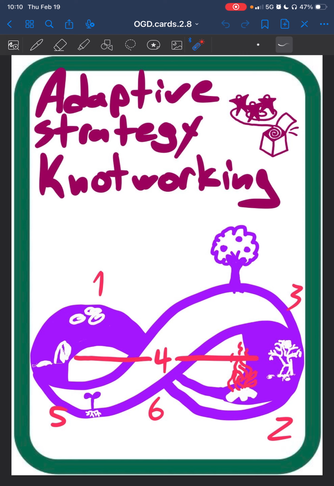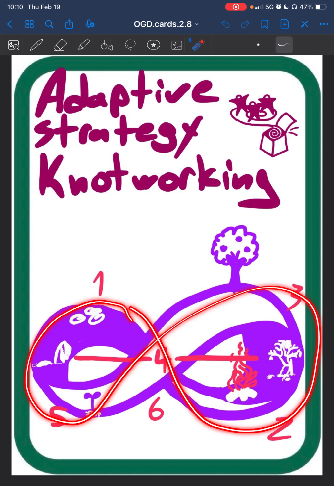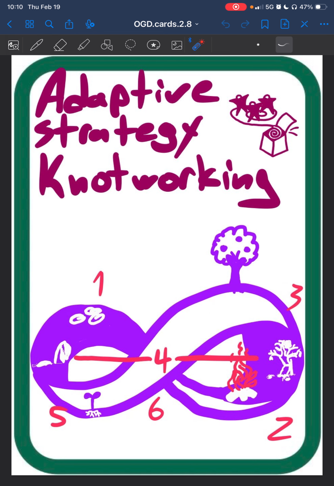Now, you can think about the adaptive strategy Knotworking toolkit in a number of different ways, in a number of different resolutions. You can think about it as a way to work the eco cycle at a macro view. You can look at it as a list of questions to work through in sequence. Or you can think about it as a way of just jumping around to whatever topic is most relevant to you as you explore your shared reality together.